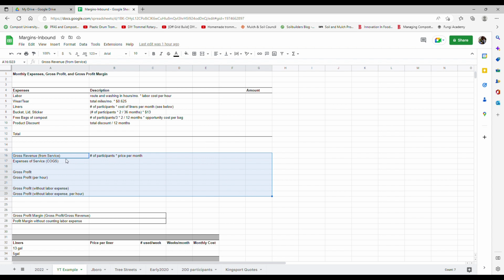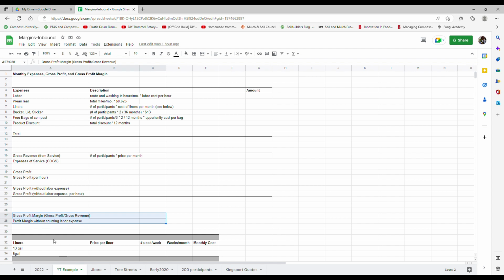Now this section down here, we're going to use the expenses number that we generate in the top. But down here, we'll calculate gross revenue, and then with the expenses that we calculate above, we'll get our gross profit, and we'll also list that on a per hour basis, and the gross profit if you do the pickups and the washing yourself, so without having the labor expense, and that also on an hourly basis. And then from these numbers in this section, we'll be able to calculate your gross profit margin, right? And again, that same profit margin if you're the one doing all the work.